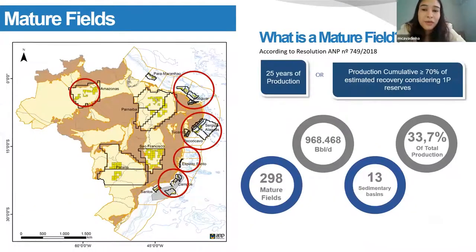And what is a mature field for ANP? We established in our resolution that a mature field is a field that has more than 25 years of production or more than 70% of the estimated recovery, considering proven reserves. And we have around 300 mature fields in Brazil.